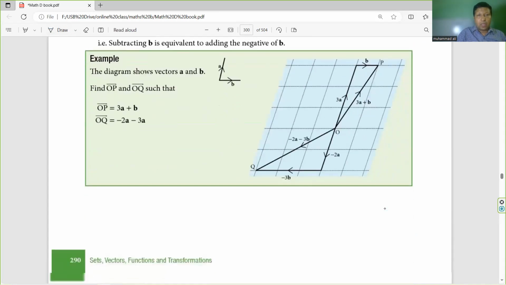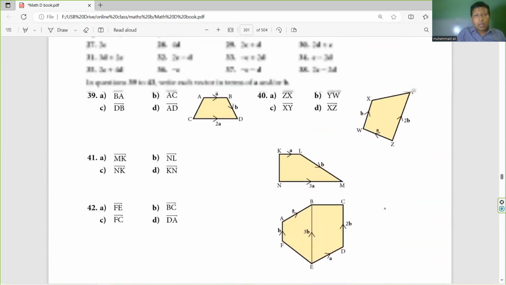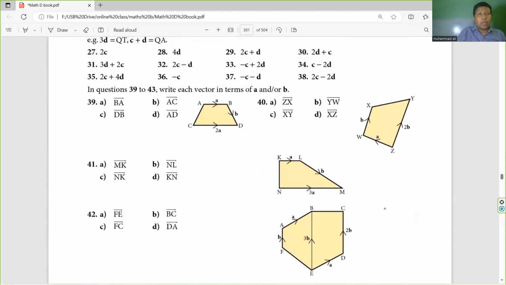Okay. Now, if we are able to do question number 39: AB is here a vector, so obviously BA will be minus a vector. Why? Because the direction is opposite.